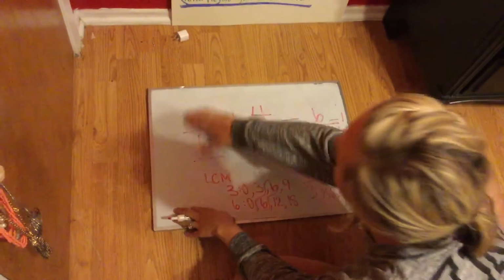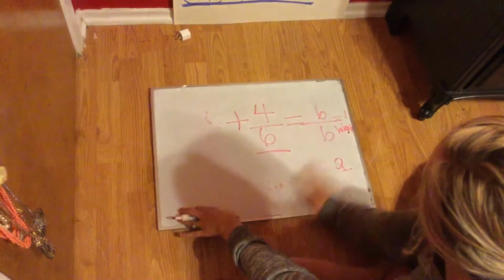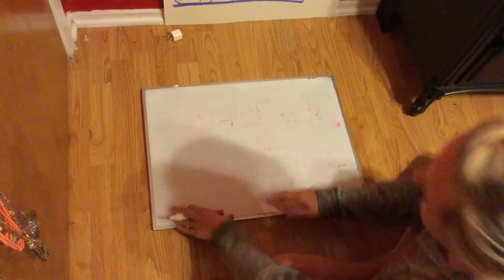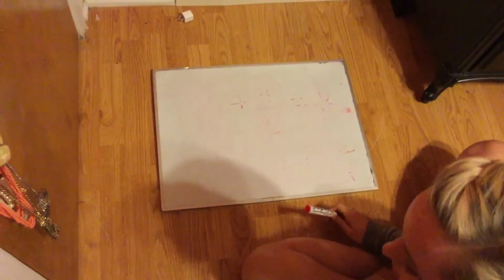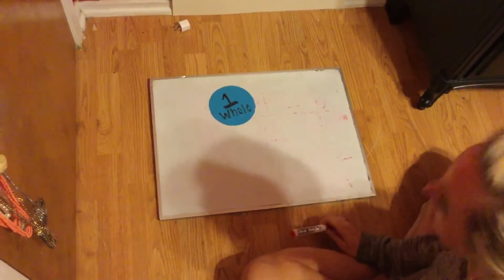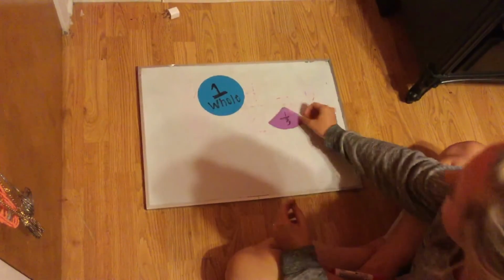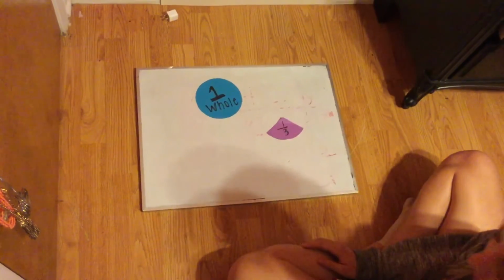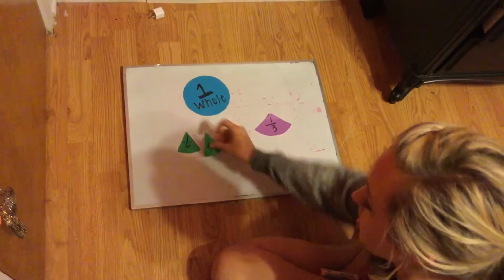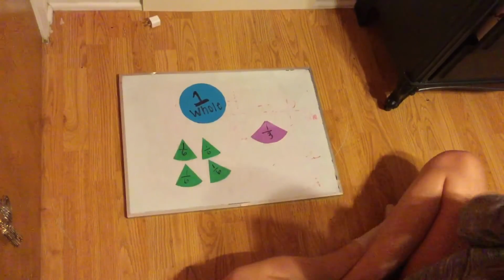So now I'm going to show you how to do this same problem with the fraction circles. Okay, so I'm going to use the 1 whole just so we know how that is set out. Our question says that we have 1/3 of one pie. So here's our 1/3 and 4/6 of another pie. So I have 1/6, 2/6, 3/6, and 4/6.